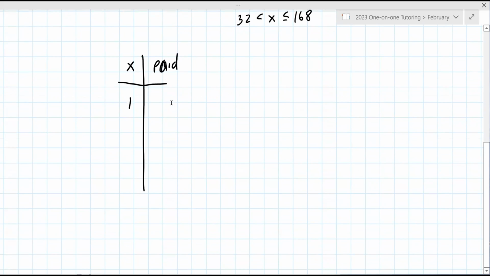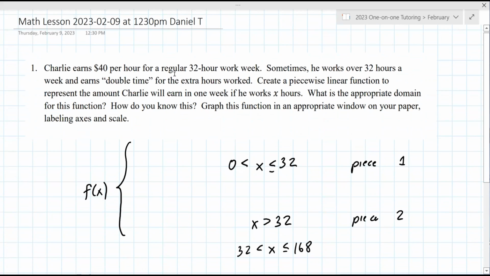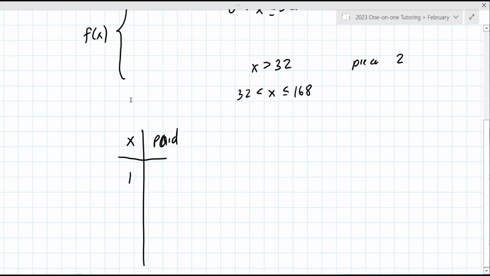Oh, you don't have it in front of you. How much does he get paid per hour? 40 per hour. That's a great rate. Okay. And if he works 2 hours, how much does he get paid? 80. And 3 hours, 120, and so on, right?